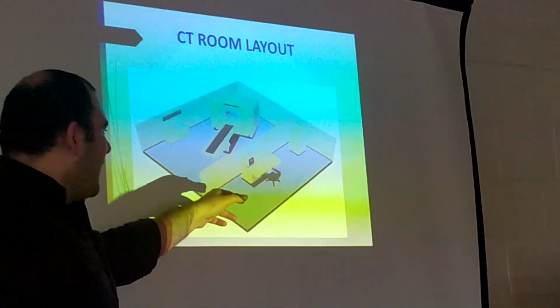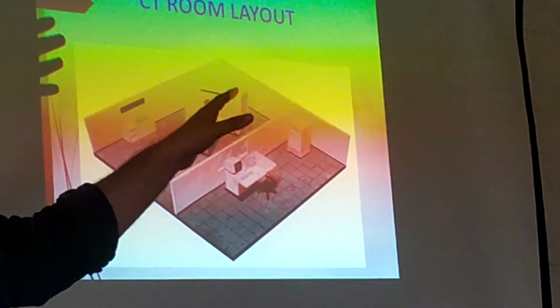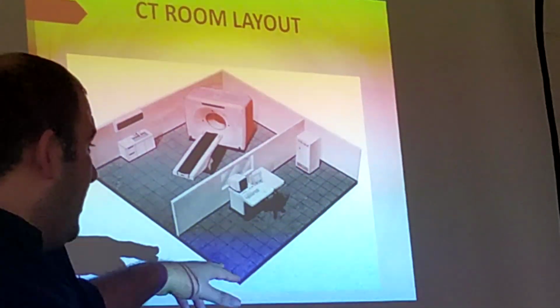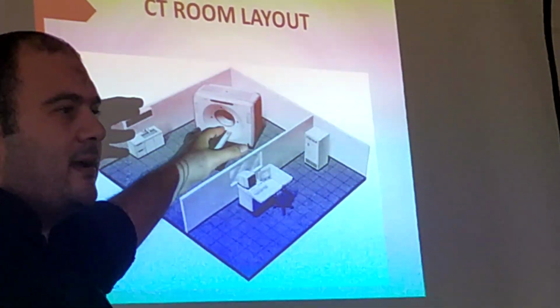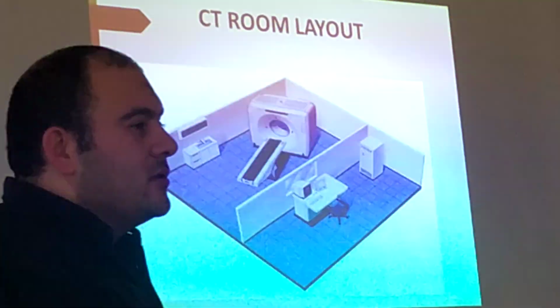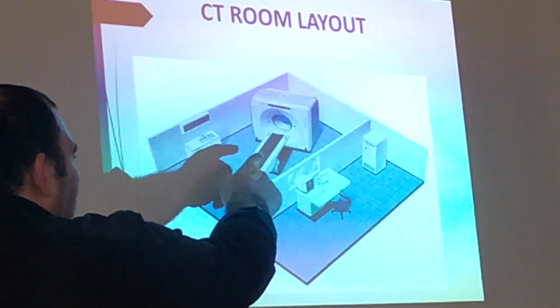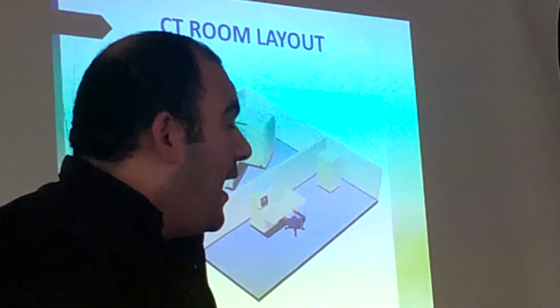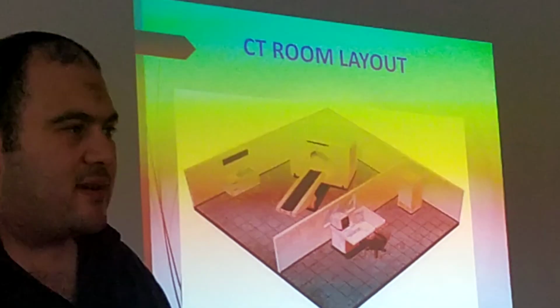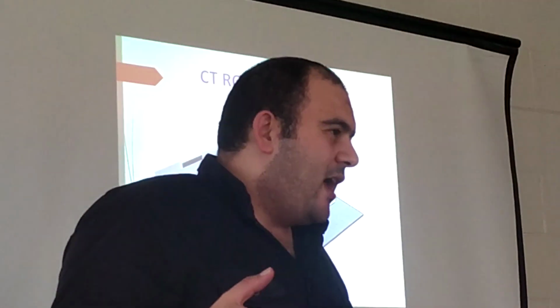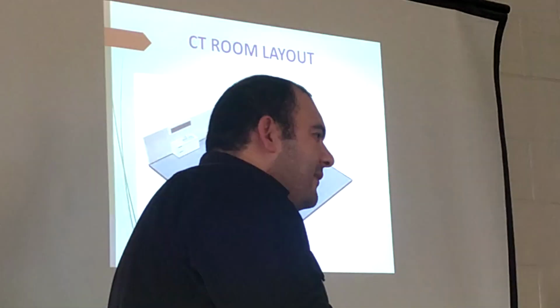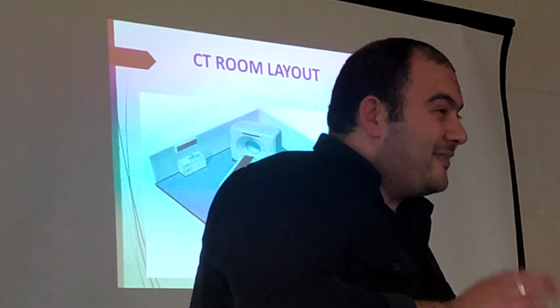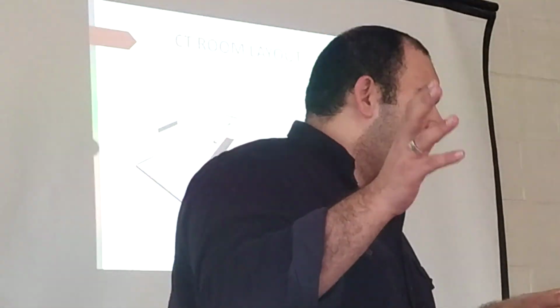So this is a CT room layout. You will find a control room, where the operator or radiographers use this computer to control the gantry. This machine is called the gantry, and this is the couch or table where the patient is positioned. The gantry contains a source of X-ray to produce X-ray, and in the opposite direction a detector to detect the radiation coming out from the patient, and to translate this radiation to get the image finally.